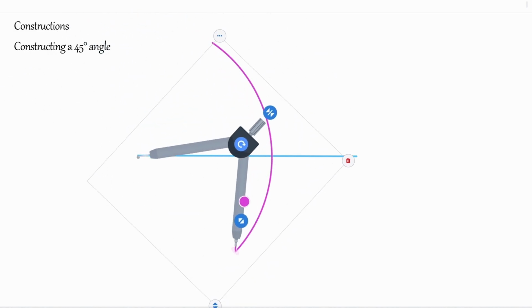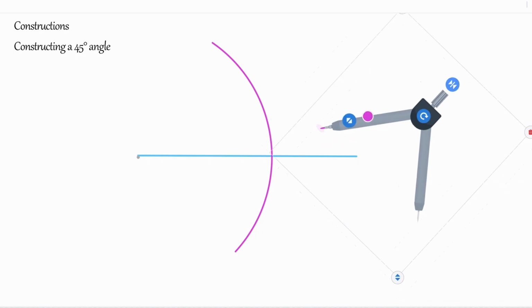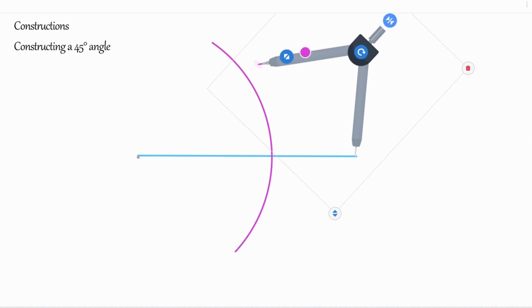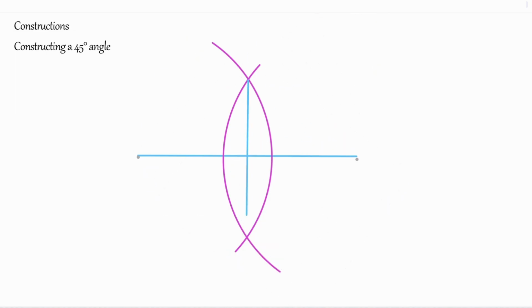Without changing the width, we are now going to put the compass on the other end of the line and draw a similar arc from top to bottom. And we are now going to use a ruler just to join the 2 points of intersection. So what we have done here is we have now constructed a 90-degree angle. And in order to construct a 45-degree angle, we would have to simply bisect the 90-degree angle.